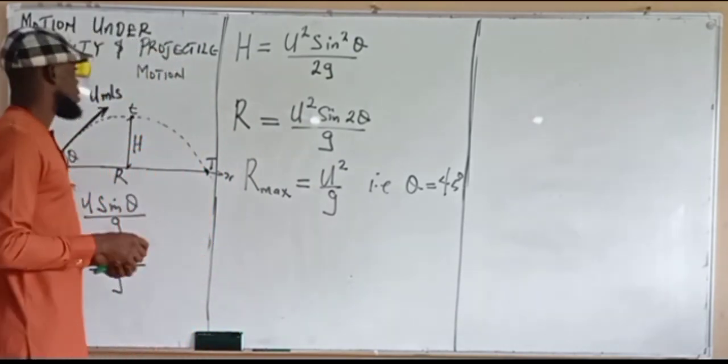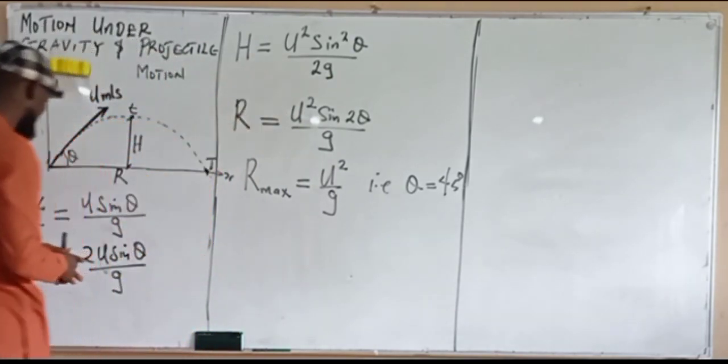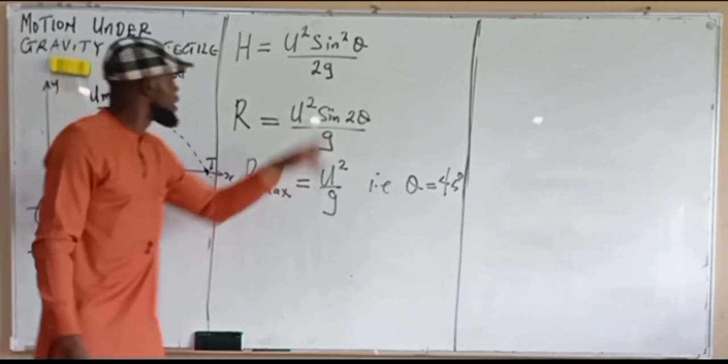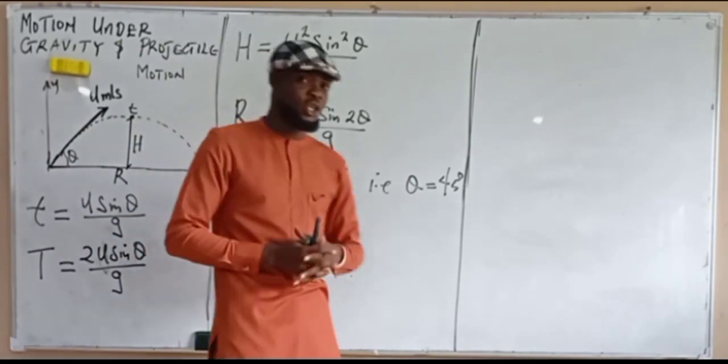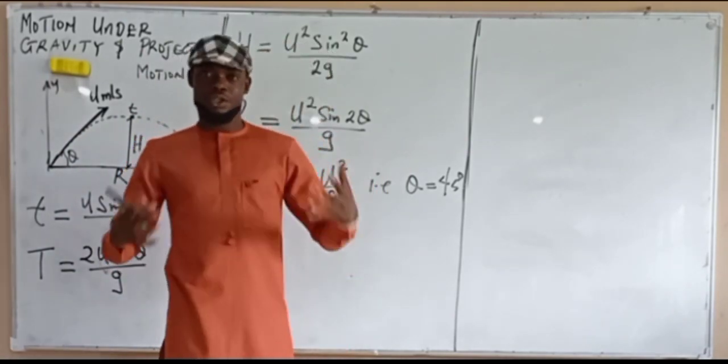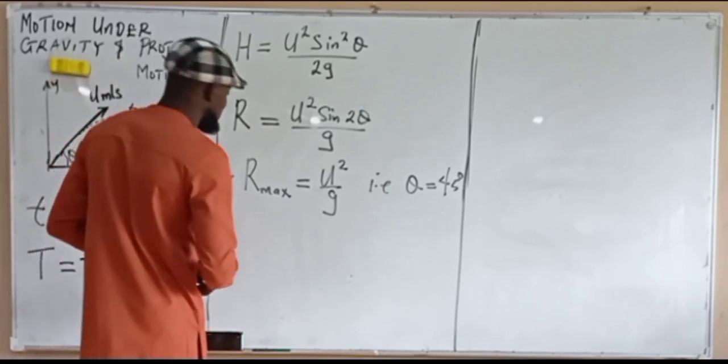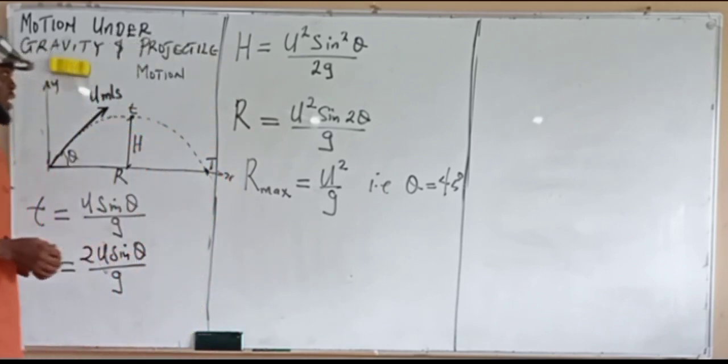So g is the acceleration due to gravity. u is the velocity of projection. Sine is your trig function, from trigonometry. Then theta is the angle of projection, as you can see here.